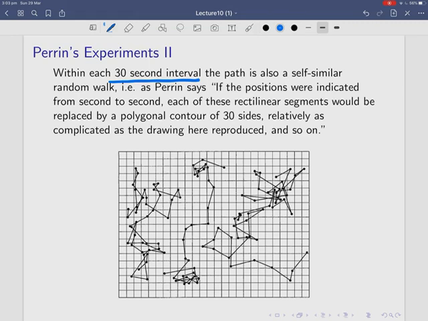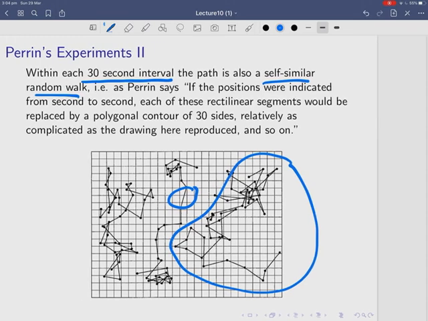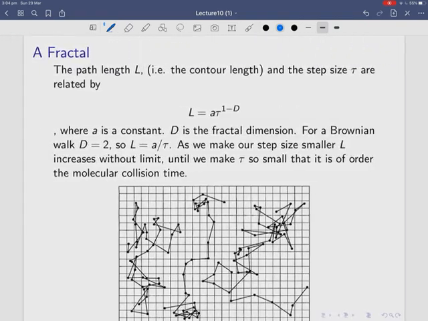In other words, if you took this bit here and you watched the particles not for 30 seconds, but for 1 second, you would see this kind of thing, except on a smaller scale. So it's a self-similar random walk. If you look at it in more detail, you blow things up, you see the same thing again. That was noticed by Perrin during his experiments. So this points to the fact that the random walk is a fractal.